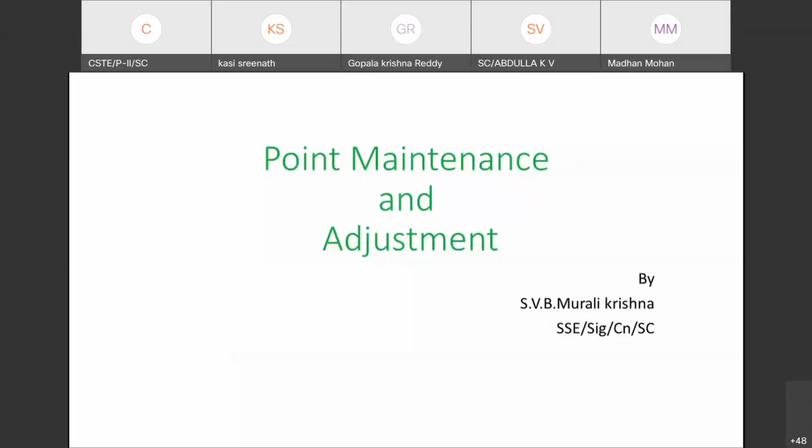Today's topic is maintenance and adjustment of point machines. This is being presented by Deputy CST Construction 2 Secunderabad unit under the guidance of Swaraj Lakshmi. The presenter is Mr. Murali Krishna, SVP. He has a vast experience in signaling construction, maintenance, and all. He worked in maintenance and construction, and presently is working with Deputy CST Construction 2 unit in Secunderabad.